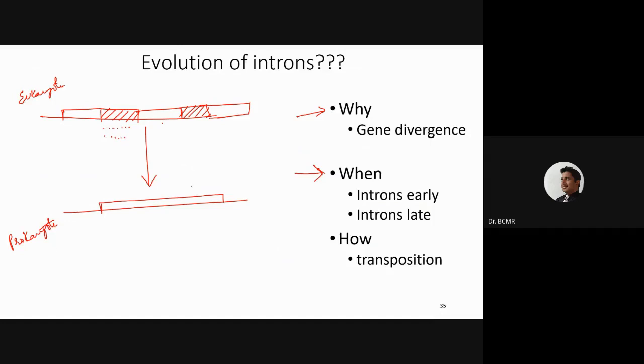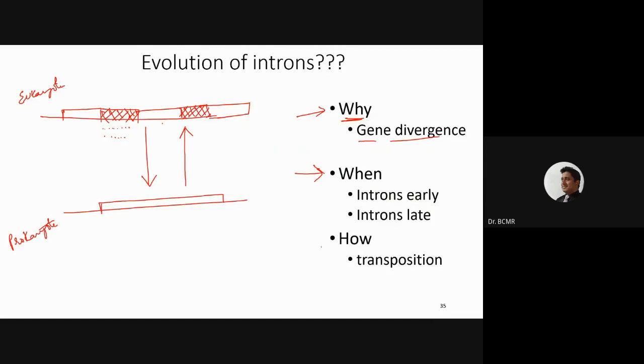Introns late is thought to be that the first genes were intron-less and did not have any introns, but eventually during the course of time, the genes acquired introns. Okay. And how did they acquire? Why did they acquire is again a question. Some people believe that the acquisition of introns allows increased gene divergence.